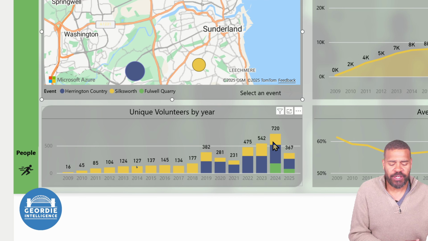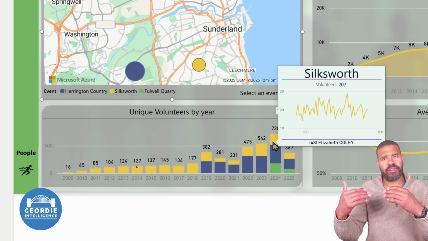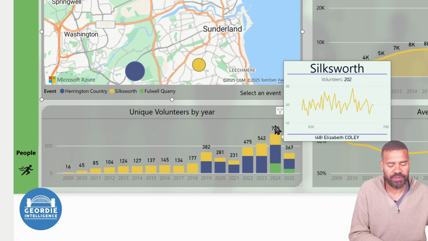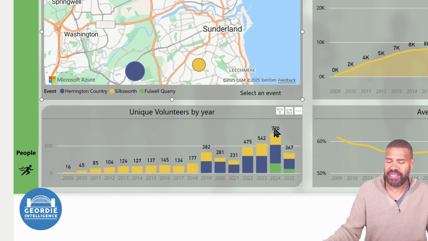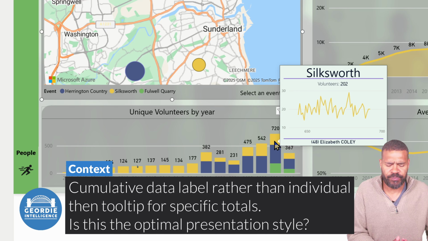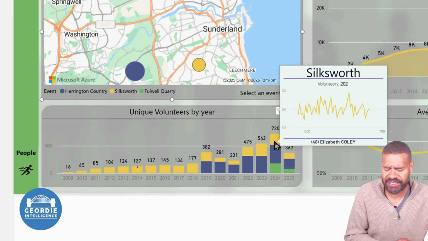If we hover over again, we get the tooltip that comes out. We've got the person who's done the most. We've got the total number of unique volunteers that event has had, because this is a cumulative measure that we've got up here. So that 720 is cumulative, isn't it? We need to know then that for Silksworth, they've had 202. So it's working through what's the right way to present these things.